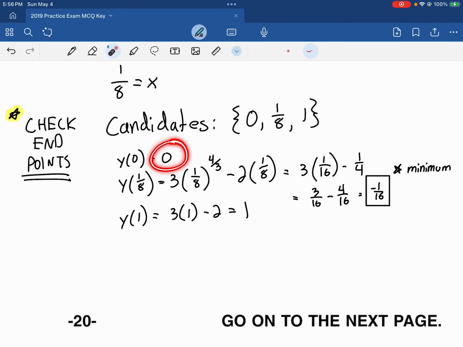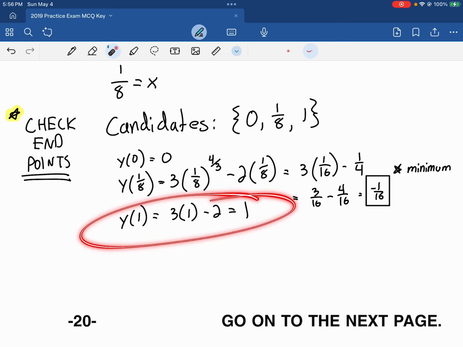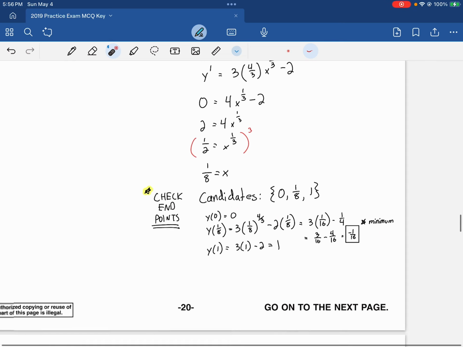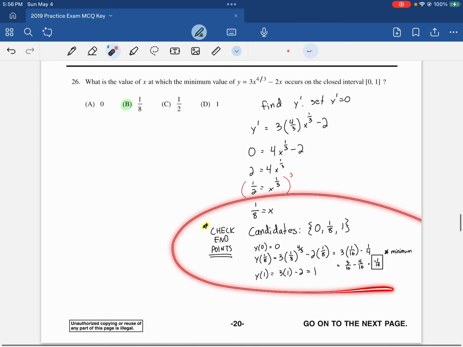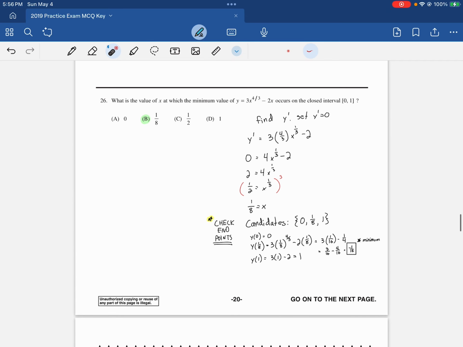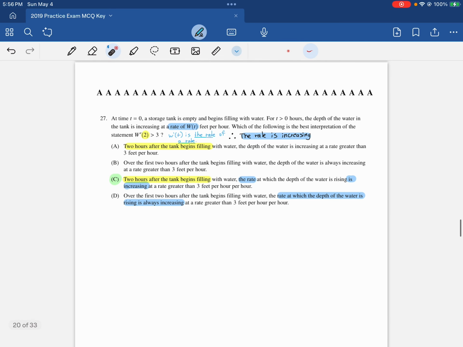So we start off at a height of 0. At 1/8, I'm at a height of negative 1/16. And at 1, I'm at a height of 1. This is the lowest value, therefore it is our minimum. Be very careful with this. I still keep it in the layup section, but be wary.